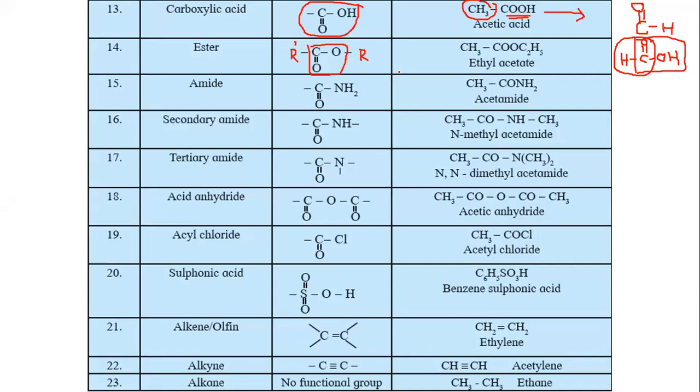So these groups may be the same or these groups may be different: R group and R dash group. Here, one example is shown. CH3 is there, this is a methyl group, and this is a C2H5 group. So these groups are different, and the name is ethyl acetate. This is the common name.